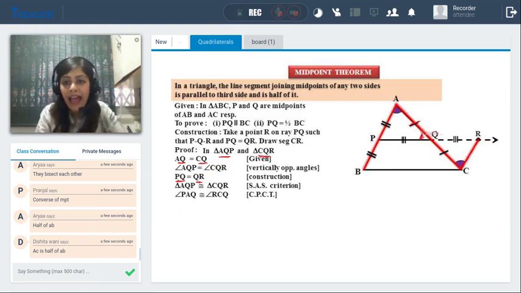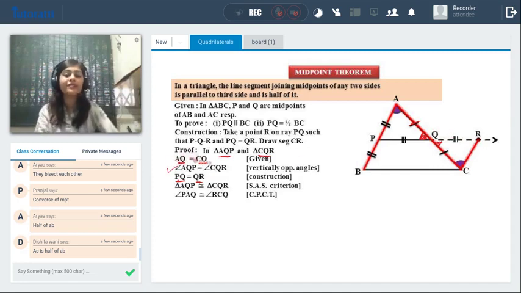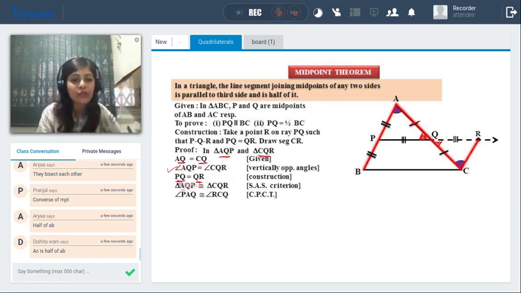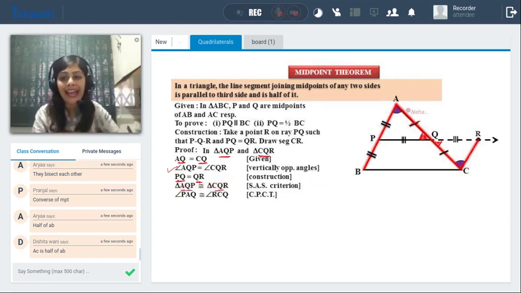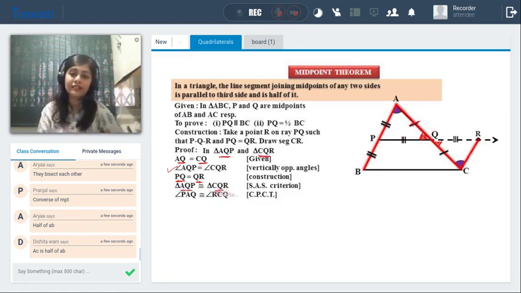And angle PQA is congruent to angle CQR. Yes, angle PQA is congruent to angle CQR, vertically opposite angles. So can I say triangle AQP is congruent to triangle CQR? Yes, definitely. By SAS criteria, the two triangles are congruent. But why did we do that?